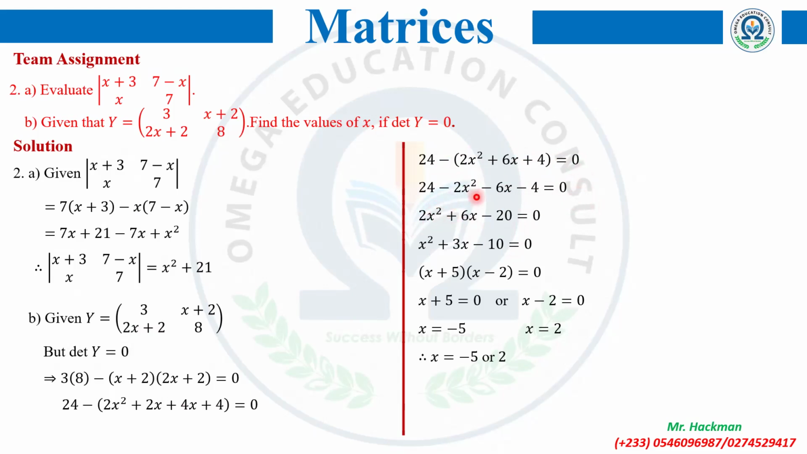I'm writing it here, and here too, it was negative. If I move it to the side, that gives me plus 6x. And now I'll get 24 minus 4, which will give me 20. Then I'll also move that one to this side, which will give me minus 20 is equal to 0, because if I move everything here, I will get 0 on the other side. So that's what we have.